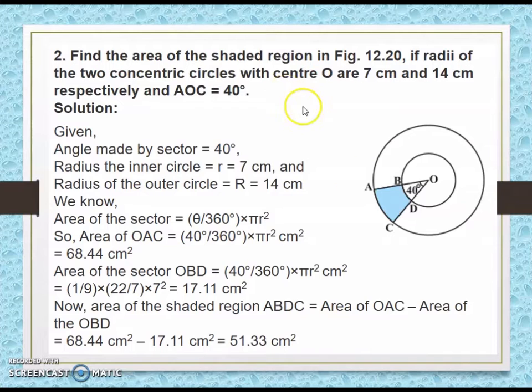Find the area of the shaded region in the figure. The radii of two concentric circles with center O are 7 centimeter and 14 centimeter respectively. So the outer circle's radius is 14 centimeter, the inner circle's radius is 7 centimeter, and the central angle is 40 degrees. Now just like for a circular ring, you subtract the area of the outer circle minus the area of the inner circle. That will give you the area of the ring, that is the area formed between these two circles.